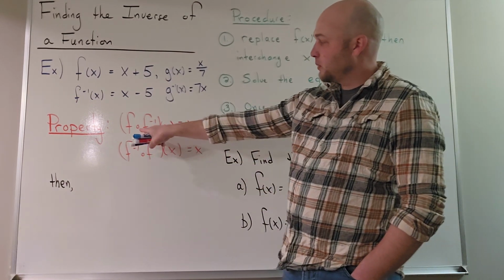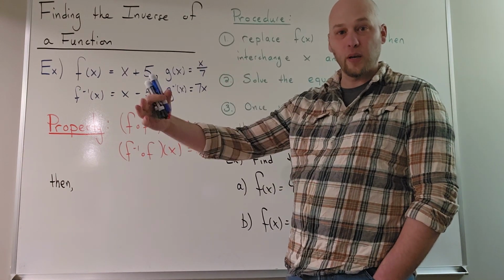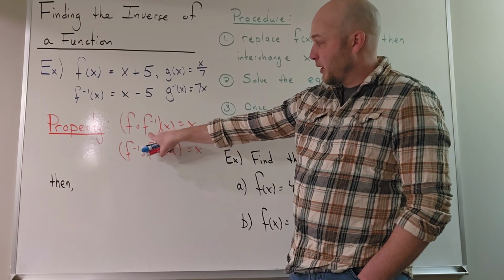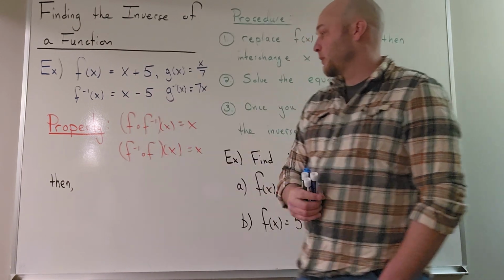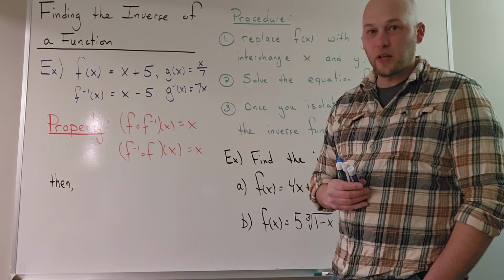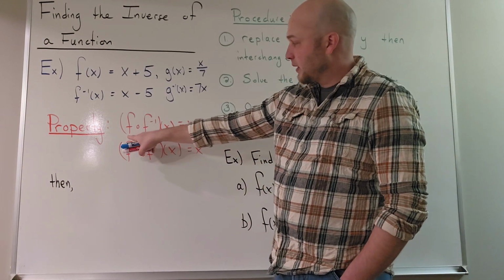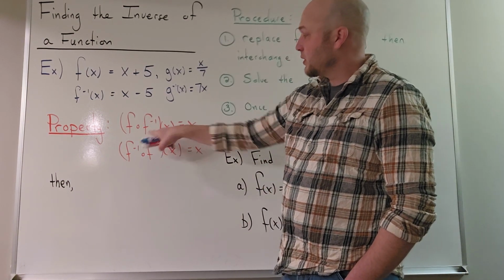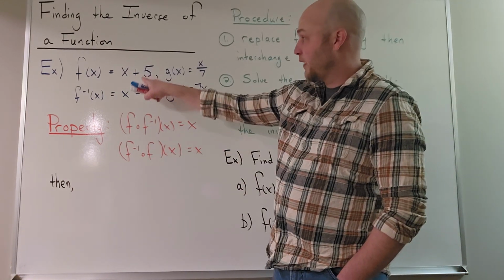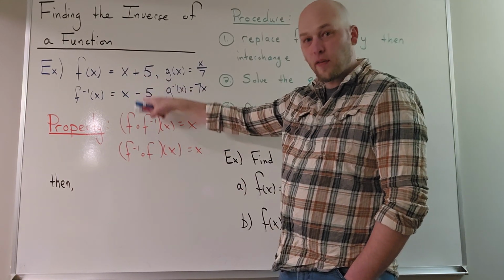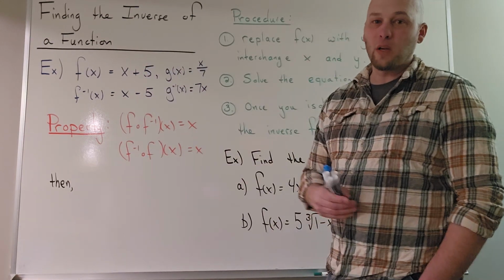Remember, composition means I'm taking consecutive operations. So I perform this operation followed by performing this operation. And that's captured by the concept of a function composition. So when I take the composition of a function with its inverse, they cancel. And I can do that in either order. I can either add 5, then subtract 5, or subtract 5, then add 5. It doesn't matter the order.